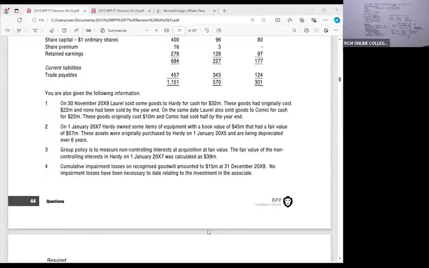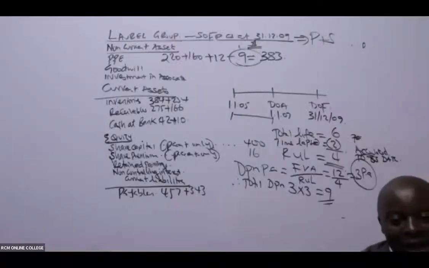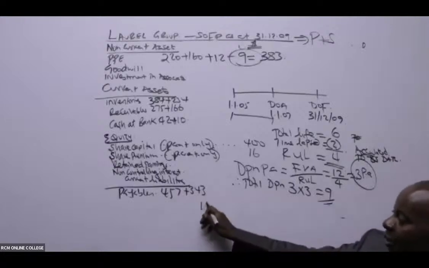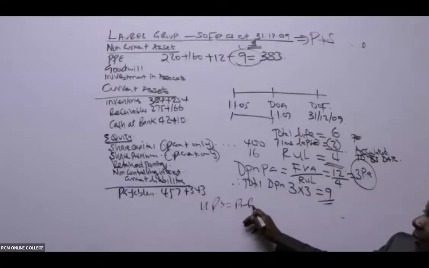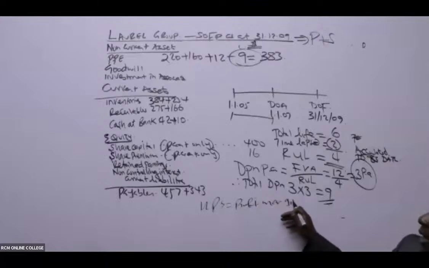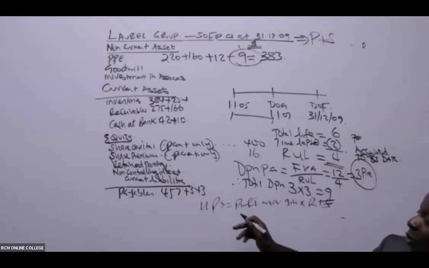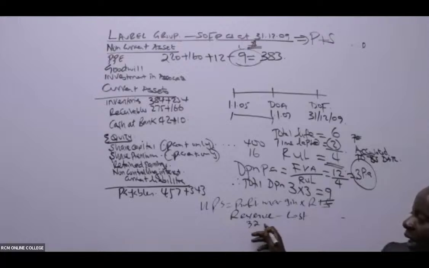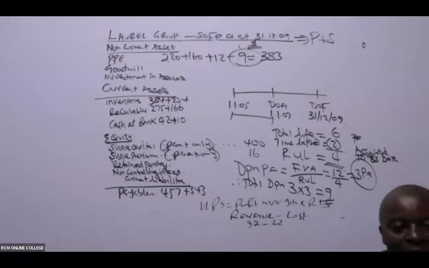I know what brings problems. I'm 100% sure that there is somebody in this class who is trying to do the UPS this way. That UPS is profit margin times remaining intra sales. Here there is no need for that. Here we know you have been given revenue. Here it's revenue minus cost. You have not been given many things here. The revenue these guys generated was 32 and these goods had cost them 22. So what is the profit, somebody? How much is the profit?